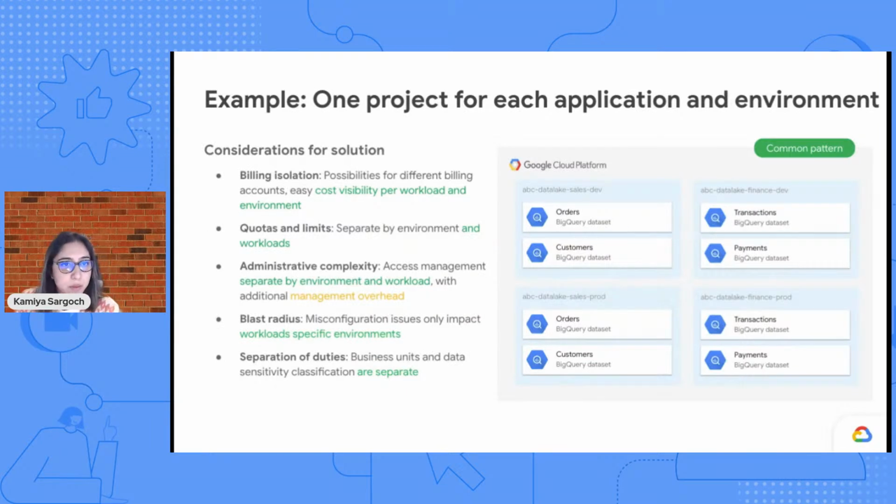So what are the patterns that we see in organization design? This is a common pattern that we see when one project is created for each app and environment. There's a sales dev, there's a sales prod, there's a finance dev, there's a finance prod. Separation is granular enough to the level of a workload and duty.